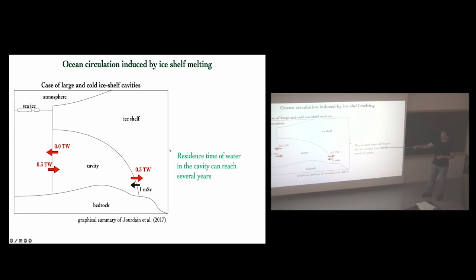In this case, the circulation is quite slow, and the residence time of water in the ice shelf cavity can reach several years. It can reach typically 10 years for Filchner-Ronne.